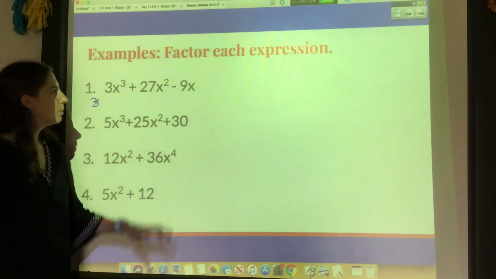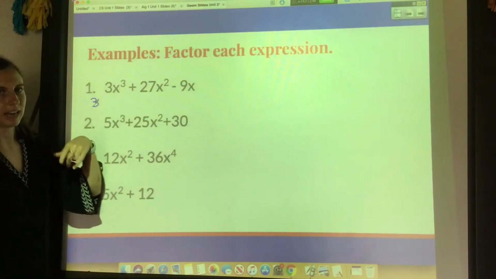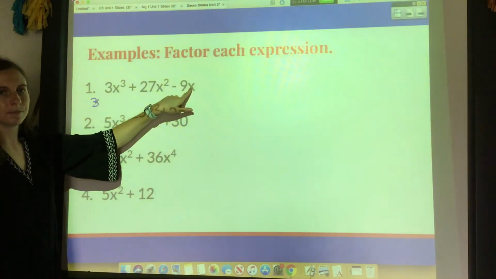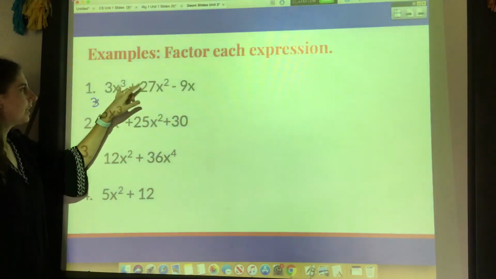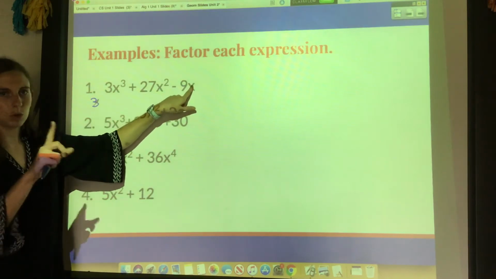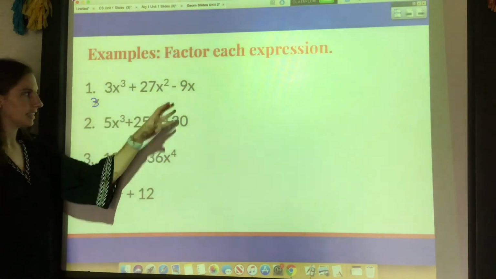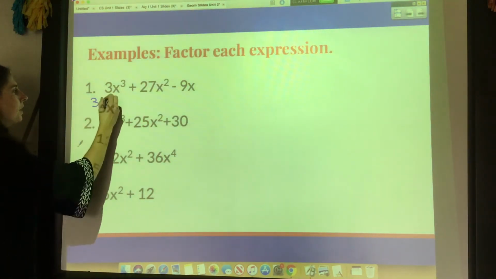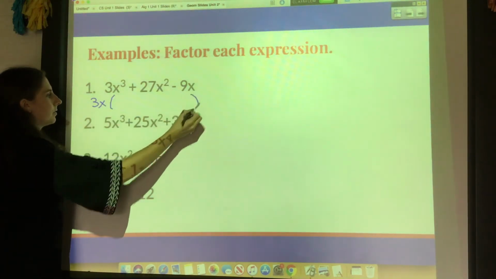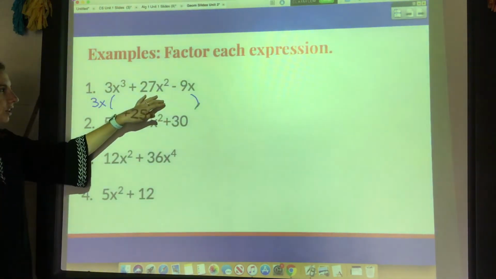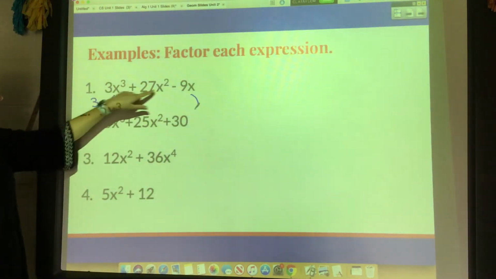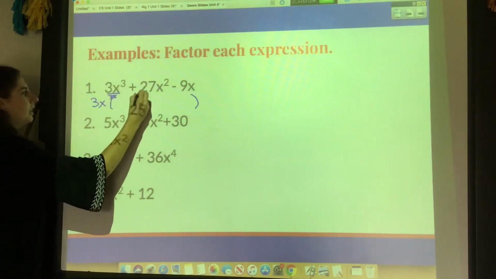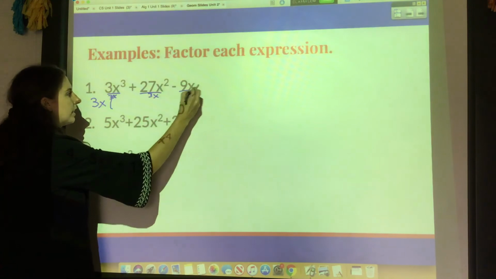And then what's the most number of x's that I could bring out from each term? This one has 3, this one has 2, this one only has 1. So I can't bring out 3 x's because this one only has 1. So the greatest amount of x's I can take out would just be 1. Then, in parentheses, I'll write down what's left over when I take out the 3x from each of these terms. Basically, you're dividing by 3x. And divide this by 3x, and divide this by 3x.